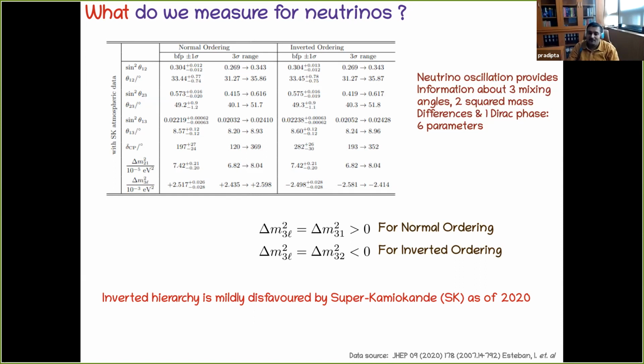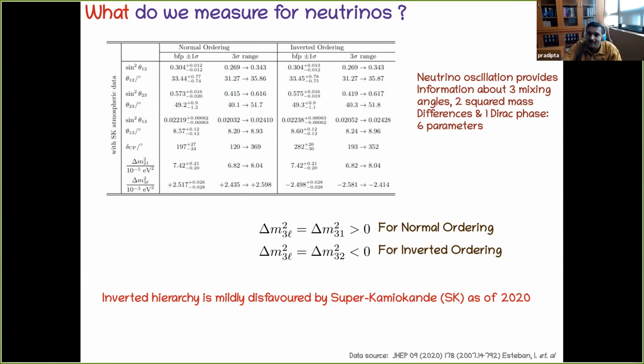One more important thing: this one which I have shown here includes the SK data. SK is Super-Kamiokande, a neutrino detection experiment in Japan. If we follow this data, the normal hierarchy is slightly more favored compared to the inverted hierarchy as of the 2020 Super-Kamiokande data. But it is not confirmed. Maybe with more data, this asymmetry will get washed out. But as of now, that is the status.